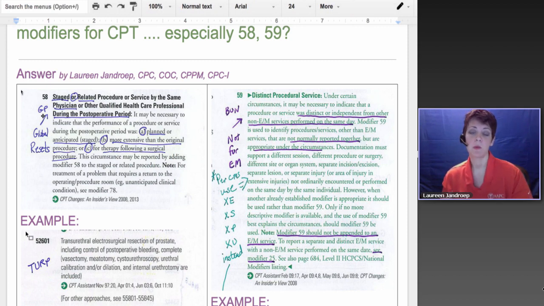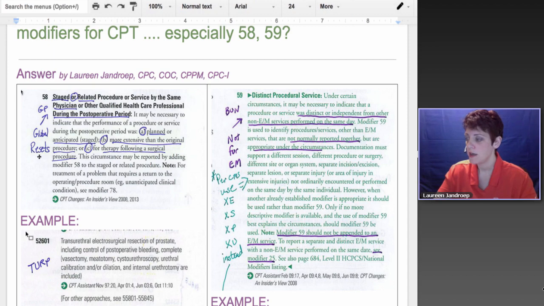Because what happens when you're in a global period, the payer, whenever another claim comes in by that same physician for the same patient, they're going to bat it back at you and say, nope, global period, we don't pay for it. So you have to use these special modifiers to kind of unlock the door just to get the claim in to be considered. Okay? So another key point for modifier 58 to remember is that the global period will reset with this stage or related procedure.